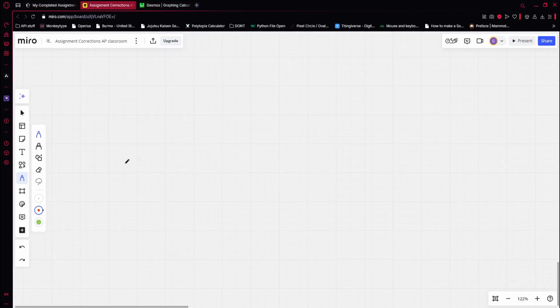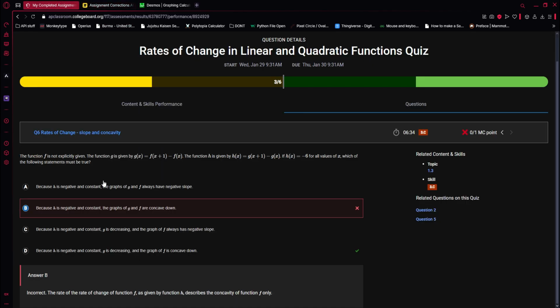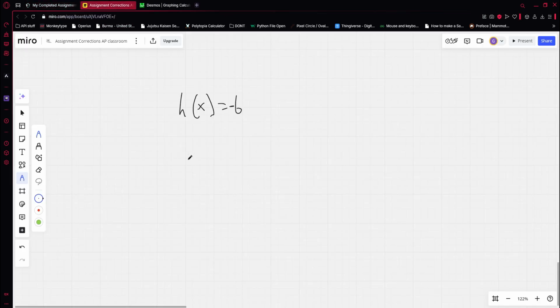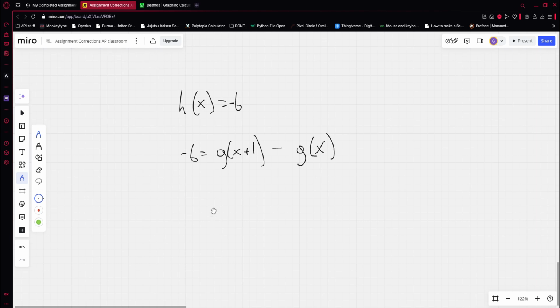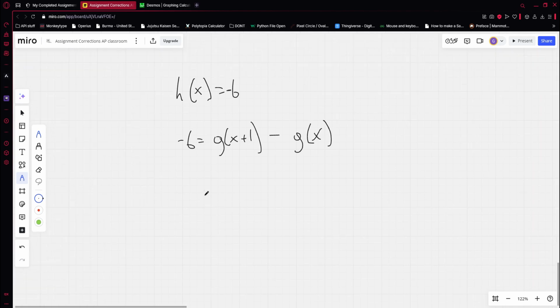Now, let's write this up. So, we always want to visualize, just get things out. So, h of x equals negative 6. g of x plus 1 minus g of x is equal to h of x, which is negative 6. So negative 6 equals g of x plus 1 minus g of x.